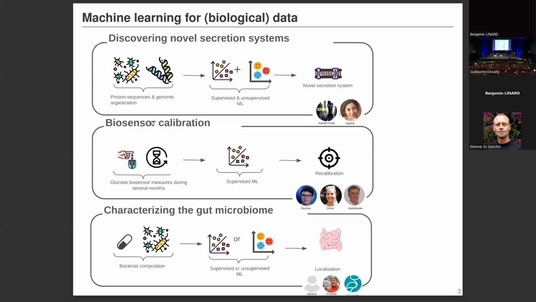So out of these three projects, I would say the first one and the last one are very interested in biological insight. We're interested in discovering new elements, either about the gut microbiome or in terms of the secretion system. And this one is a bit more of a classical machine learning problem where the end goal is just reproduction.